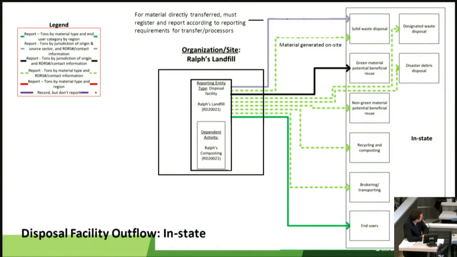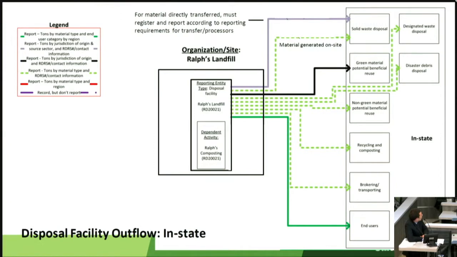If you're a landfill sending material for broker transporting, you would say the tons and the material type and the broker or transporter that took and then determined the destination of that material that you're sending to them. If you're a landfill and you're sending material to end users, for instance, this dependent activity produces finished compost, and the lead entity is reporting for them, as is depicted in this chart.